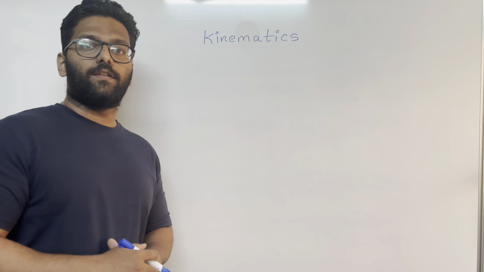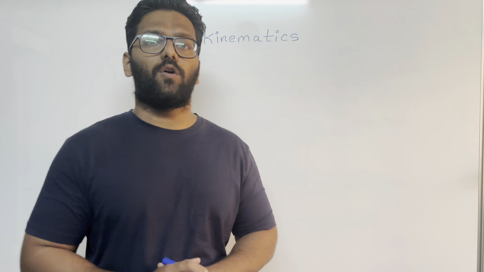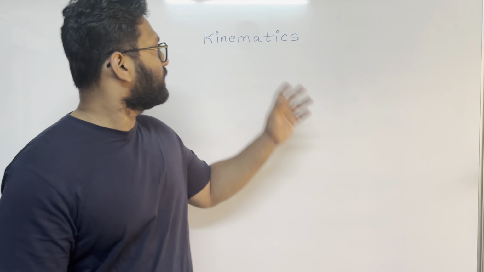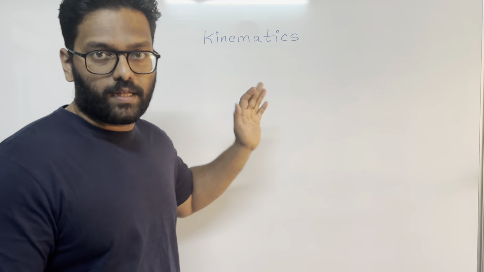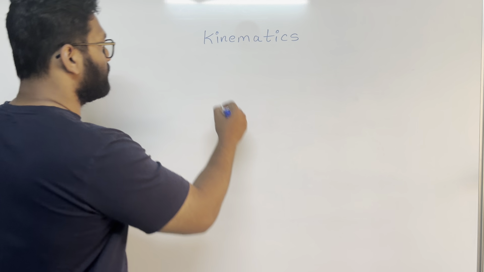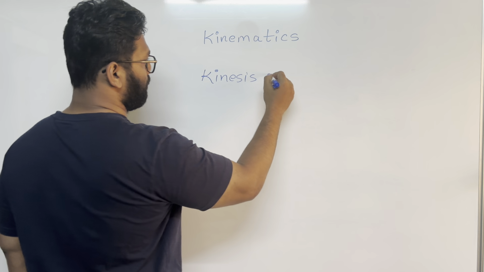This is our first video on one-dimensional motion, right? So one-dimensional motion or any type of motion is called kinematics. So what is kinematics? Kinematics is a Greek word, not an English word. Kinematics is made up of two words called kinesis and matics.